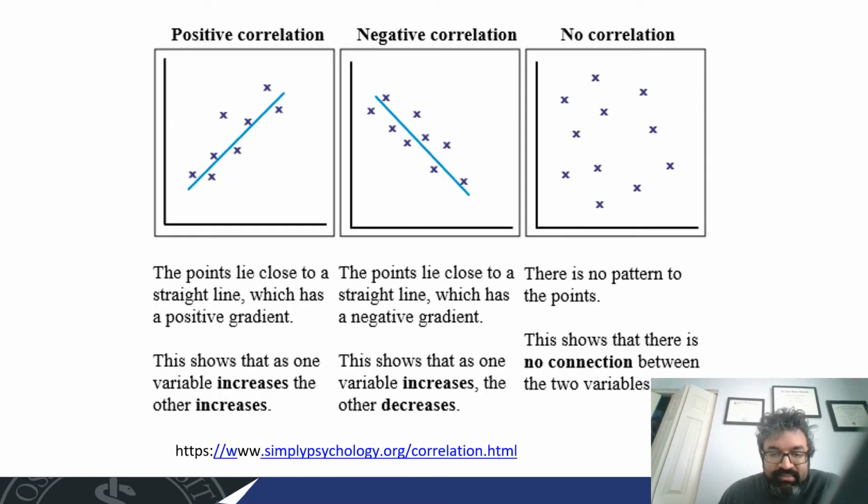As we're talking about a positive correlation and negative correlation, in a straight line, as one variable increases, the other variable increases as well. Now, in a negative correlation, as one variable increases, the other decreases. And then with no correlation, there's no connection between the two variables.